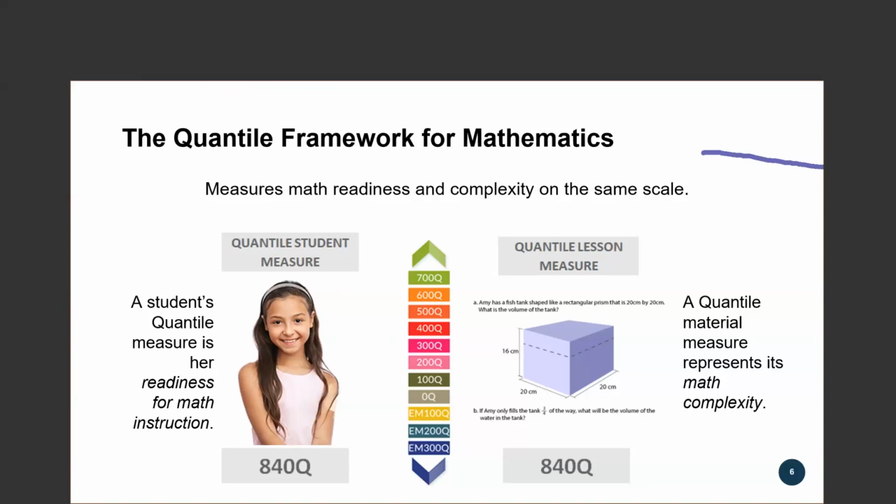So when we see that 840Q student matched up with that 840Q lesson, what we know is we assume a highly effective mathematics teacher is there on the elbow of that child, helping, providing basic instruction, coaching that child into addressing this particular piece of material. So again, the Lexile framework deals with independence. The Quantile framework deals with instruction. And that is the key difference between the two.